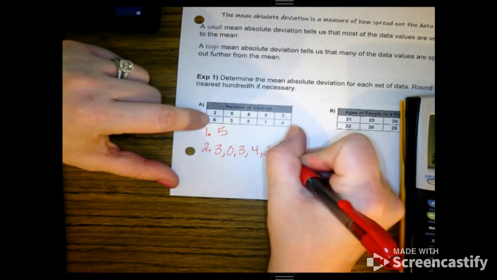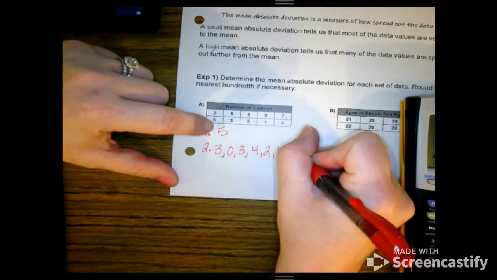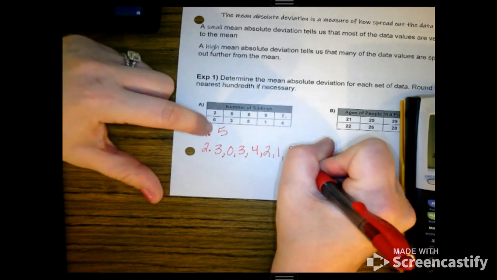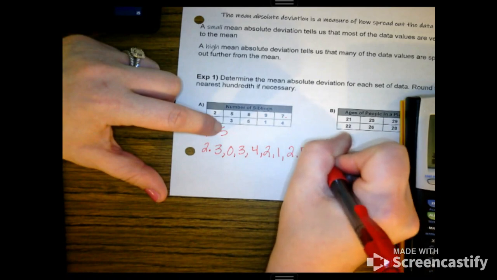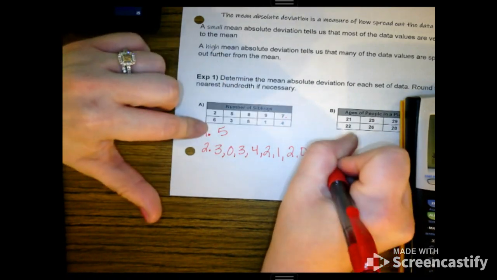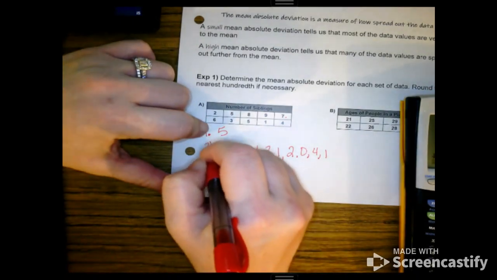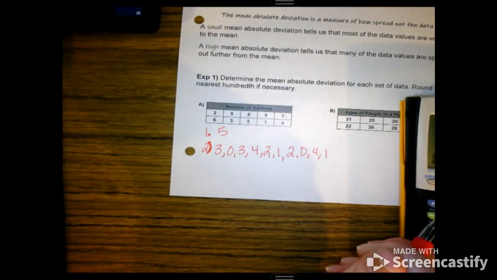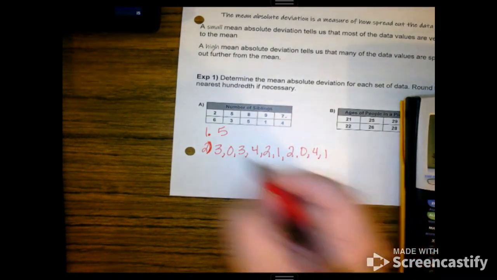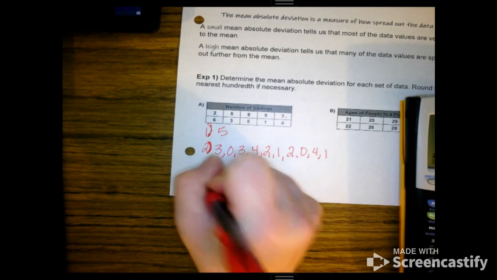6 from 5? 1. 3 from 5? 2. 5 from 5? 0. 1 from 5? 4. And 4 from 5? 1. Now, our numbers, if they repeat, is that okay? Yes. Somebody thought, I'm just going to leave that off because I already have it. That's not how it works, remember? Okay. So now, what is step 3? The average of those distances.